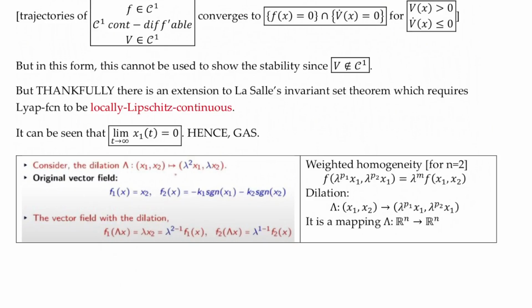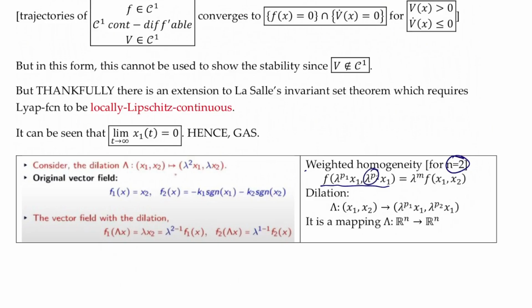Wait a sec, let me change the color. All right, now it's great. And weighted homogeneity. I will show it for n equals 2. And let's imagine a function. Lambda to the power of p1.